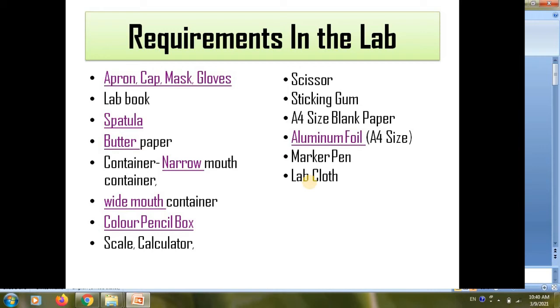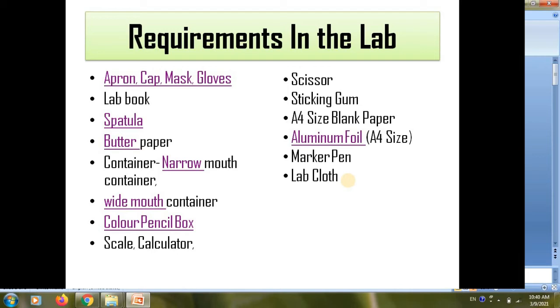Okay, a normal cotton lap cloth will be sufficient. So this is your lap cloth. These are the requirements that you have to buy or take from your side. Only apron, cap, and mask will be provided from college, from the department of store. So you have to go to the store department initially and take the cap, mask and apron, and the remaining you have to take from your side. I hope everybody understood about this requirement. This is a basic requirement.